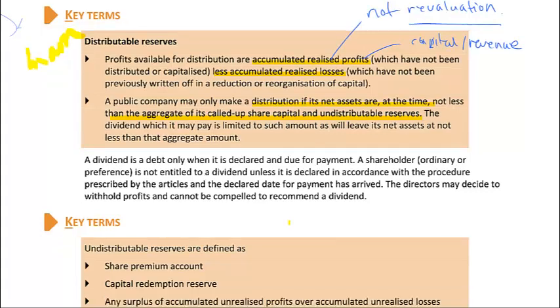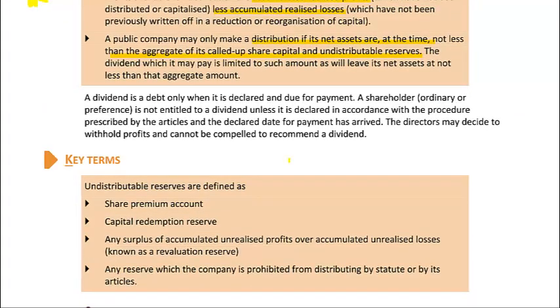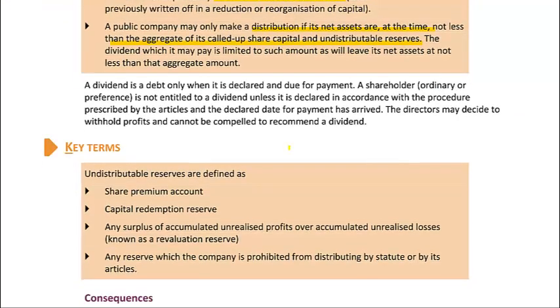Now, just while we're looking at distributable reserves, we should look at the opposite side to that, which is undistributable reserves, and there's a list there. Again, I would suggest that you learn this list because it does get tested from time to time. So, share premium account, capital redemption reserve, anything in a revaluation reserve, unrealised profits effectively, and anything that statute or the articles says can't be distributed.